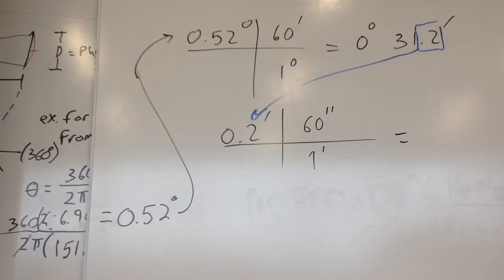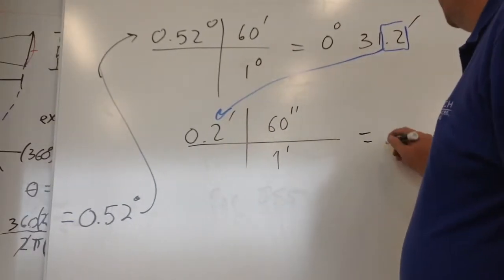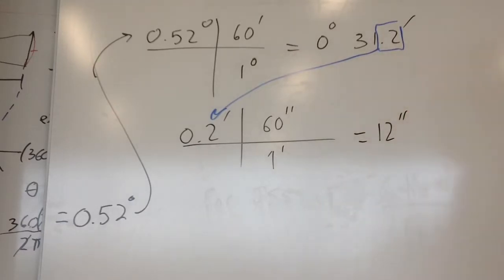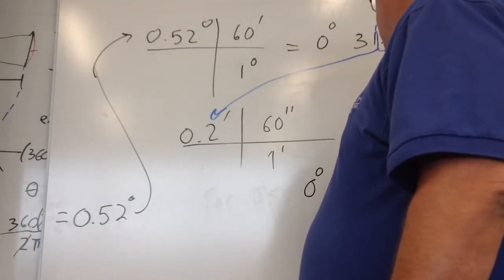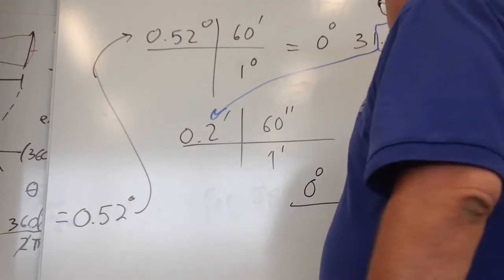That should be like 1.2. I got 12. 12? Yep. Oh yeah, I'm off by a factor of 10 in my head. So that's 12 arc seconds. And is that exactly 12.0? Yep. All right. So the final answer would be 0 degrees, 31 arc minutes, 12 arc seconds.